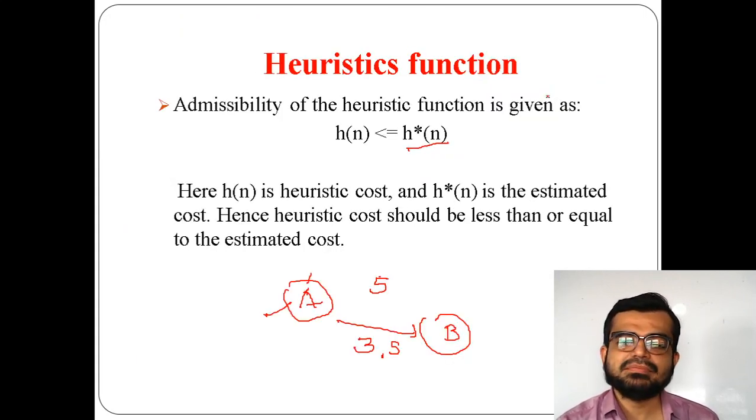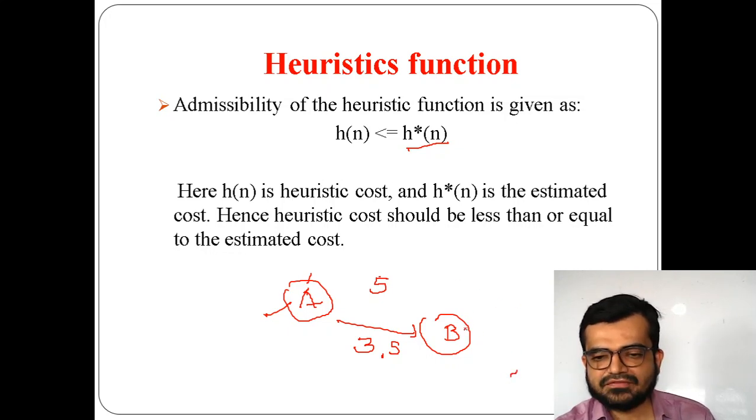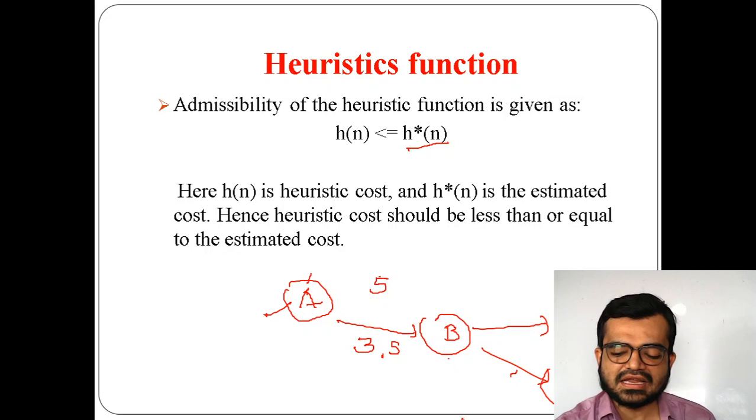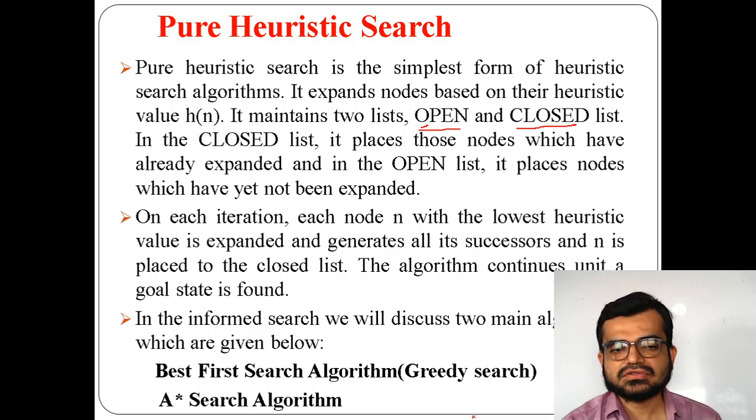For example, from B to C and B to D is also there. So again there is a possibility that the expansion can happen from B to C and B to D. Until it has visited C, B will be in open state. B will be in open state, C will be in open state, and D will be in open state, but A will be in closed state because it has been visited or expanded. In this way it performs, and it continues until it reaches the goal state.